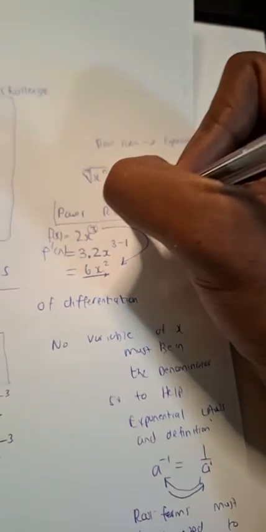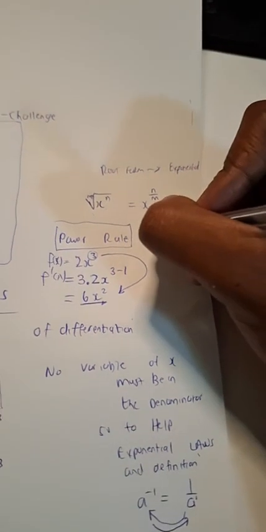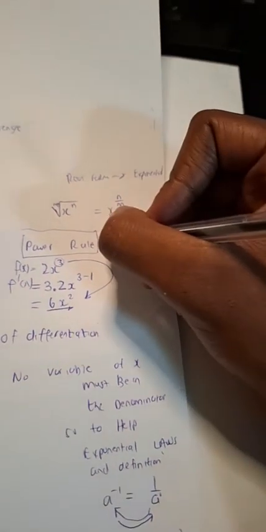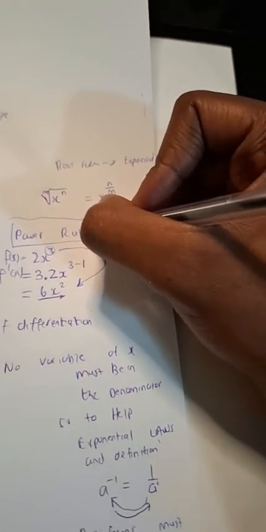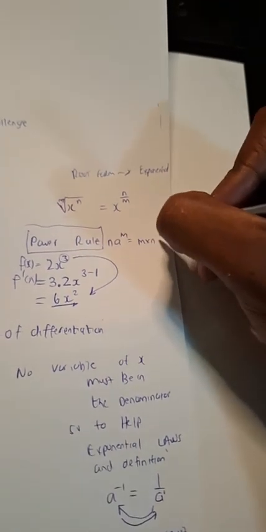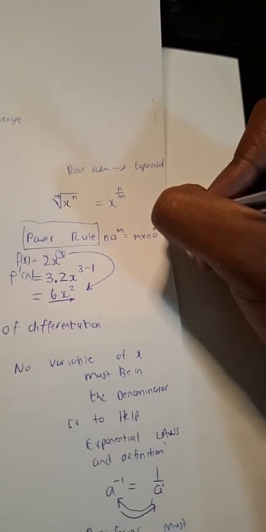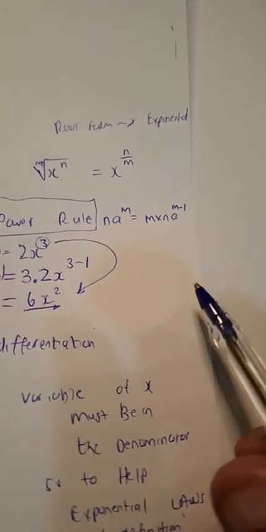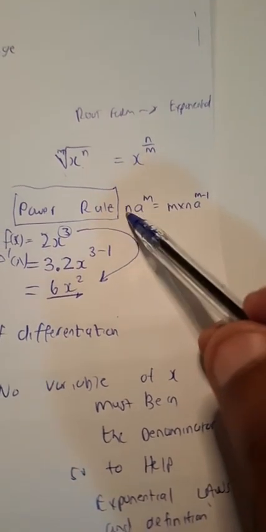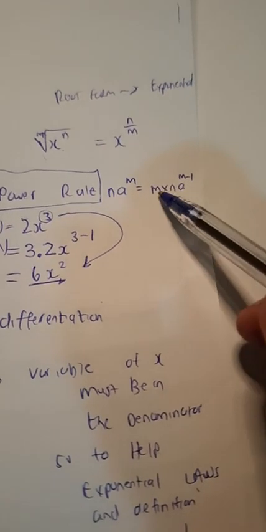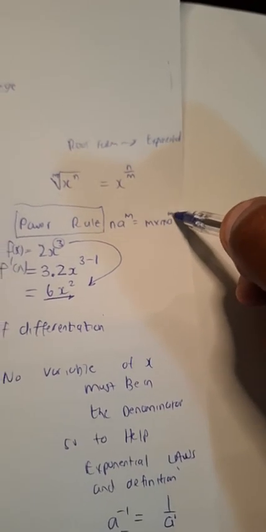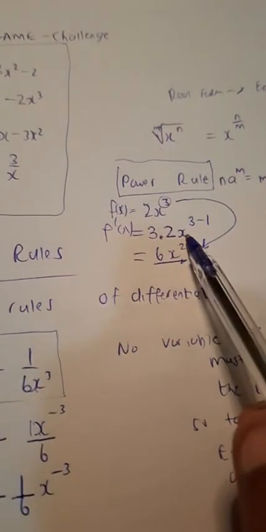So the power rule is exactly that. If you have n times a to the power m, when you're deriving, the m comes down, gets multiplied with the coefficient, and then you say m times n times a to the power m minus 1. So that's what we constantly do when we are deriving.